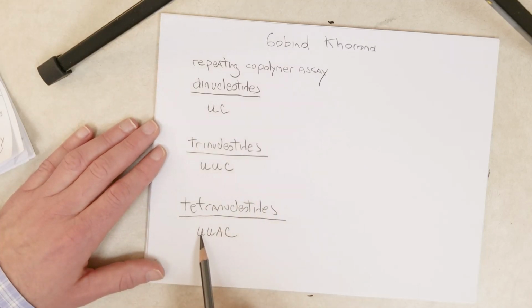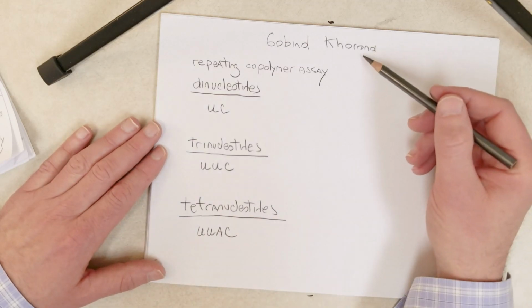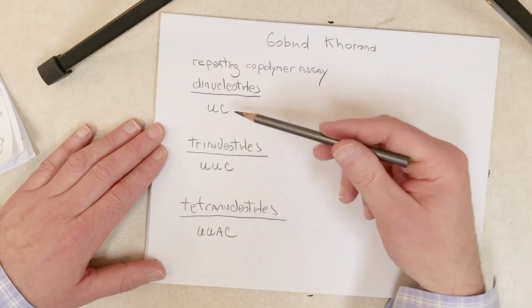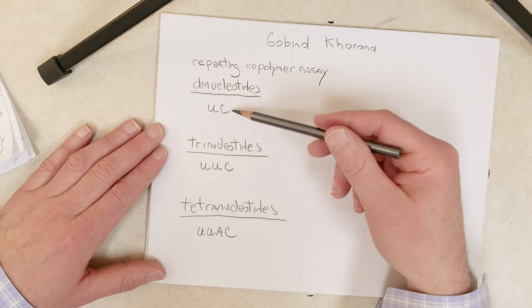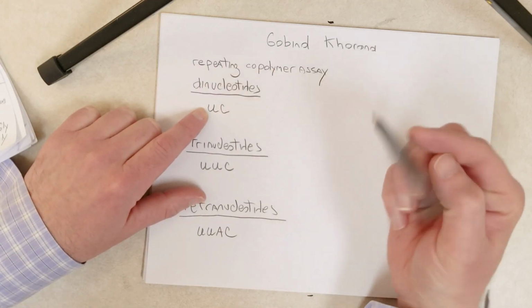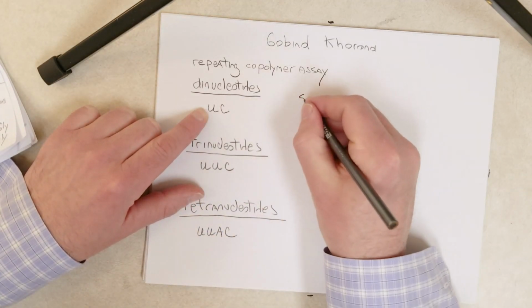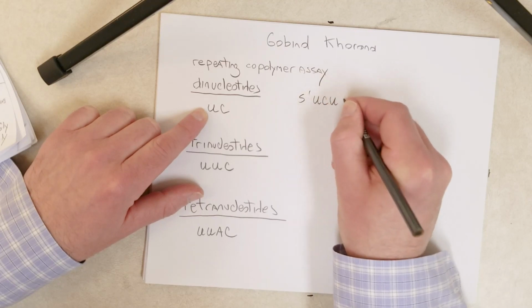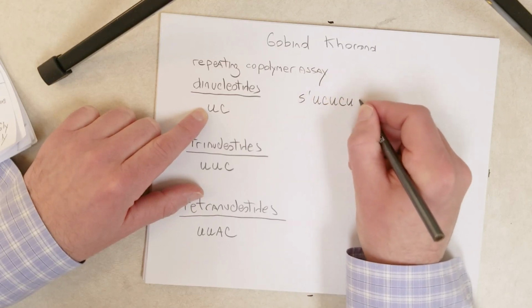Again, they could use any bases they wanted. For a tetranucleotide, let's say they chose UUAC. Now Khorana said, maybe I can join these together into long chains. For example, take all these and join them together like this, each dinucleotide one after another.